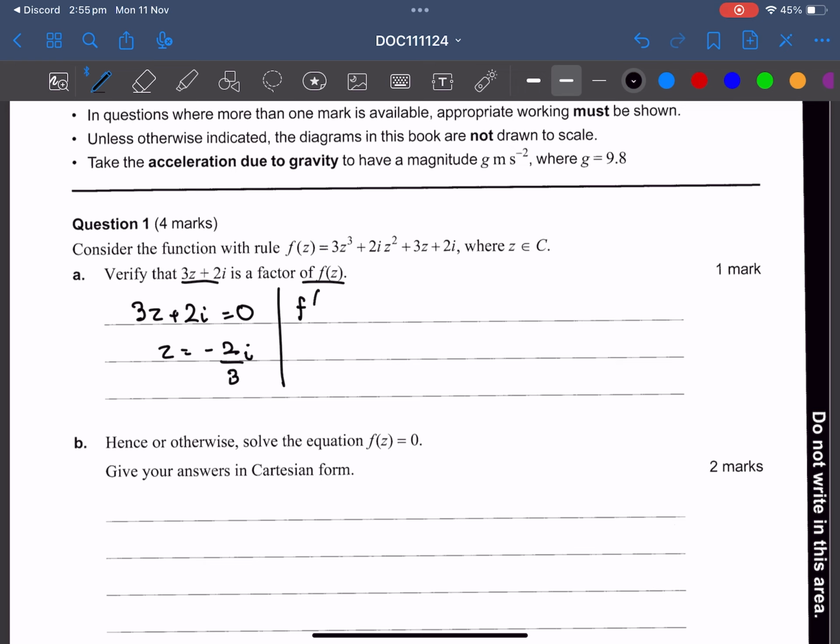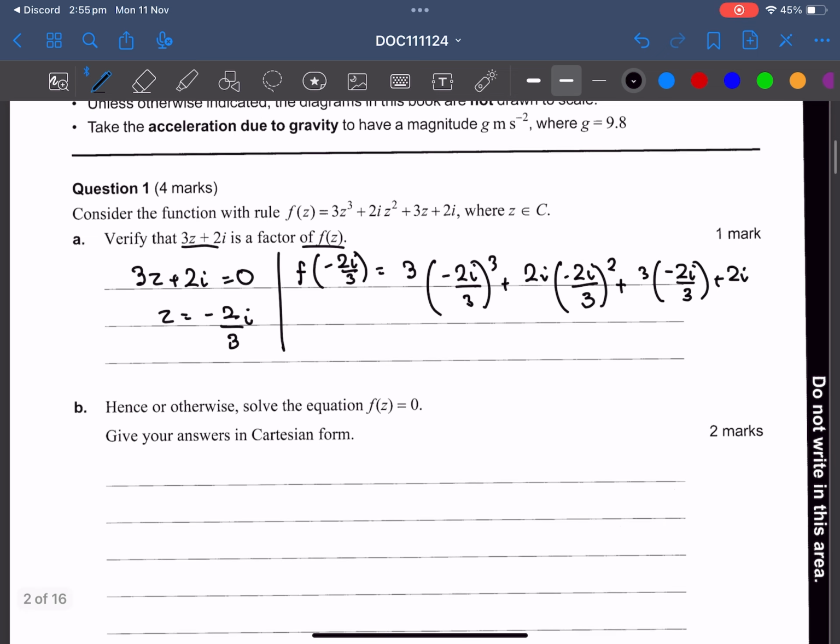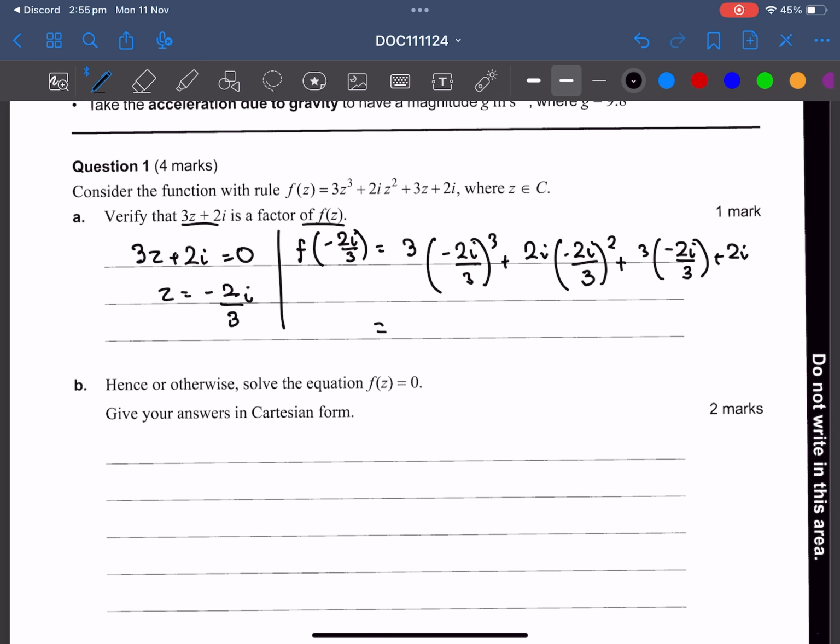Now we just simply substitute that back in. So minus 2i on 3 equals 3 times minus 2i on 3 cubed, plus 2i times minus 2i on 3 squared, plus 3 times minus 2i on 3, plus 2i. Okay, so this would simplify to minus 8i on 9, and this would simplify to positive 8i on 9.